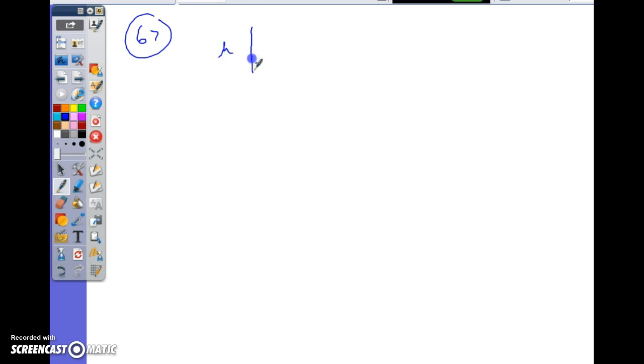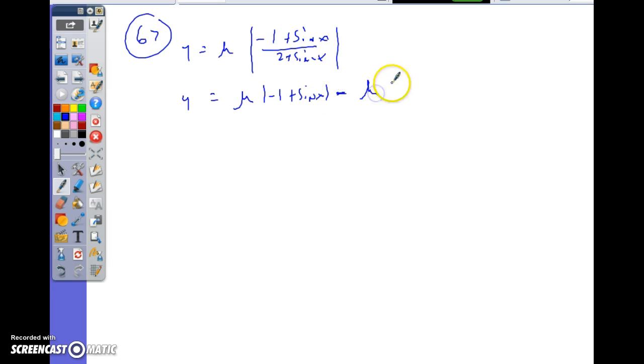67. ln of the absolute value of negative 1 plus sine x over 2 plus sine x. And I'm going to take the derivative of that. First thing I'm going to do is ln absolute value of negative 1 plus sine x, subtracting ln absolute value of 2 plus sine x. So far so good?